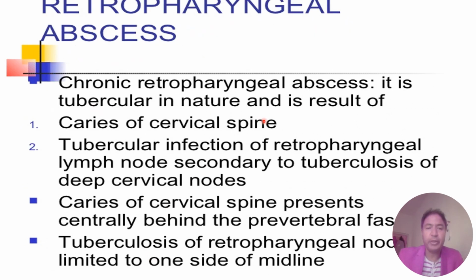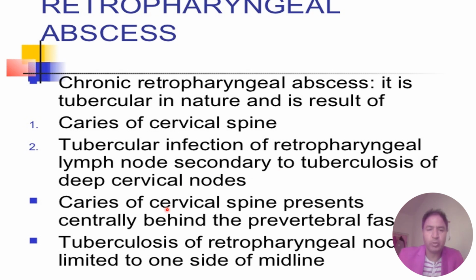Chronic retropharyngeal abscess. Now we were discussing acute retropharyngeal abscess. Now come to chronic retropharyngeal abscess. It is tubercular in nature, and is a result of caries of cervical spine. Tubercular infection of retropharyngeal lymph node, secondary to tuberculosis of deep cervical nodes.